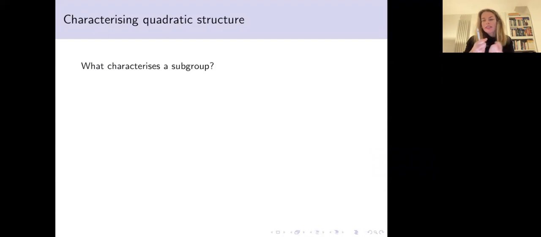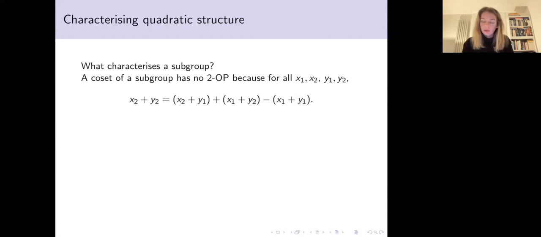A subgroup is characterized by the fact that if I take two elements in it and I add them, in the case of abelian groups, then I'm still in my subgroup. It actually turns out that cosets of subgroups are also characterized by the absence of the two-order property. A coset of a subgroup has no two-order property because for all x1, x2, y1, y2, I can write x2 plus y2 as the following sum, namely x2 plus y1 plus x1 plus y2 minus x1 plus y1. So if I know that x1 plus y1 and x1 plus y2 and x2 plus y1 are in the coset of a subgroup, then x2 plus y2 is automatically in there also, and therefore no coset of a subgroup can have a two-order property. And this is a characterization.